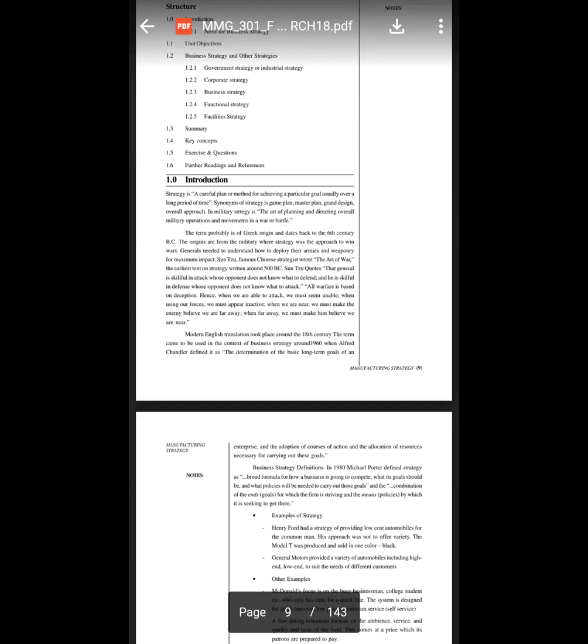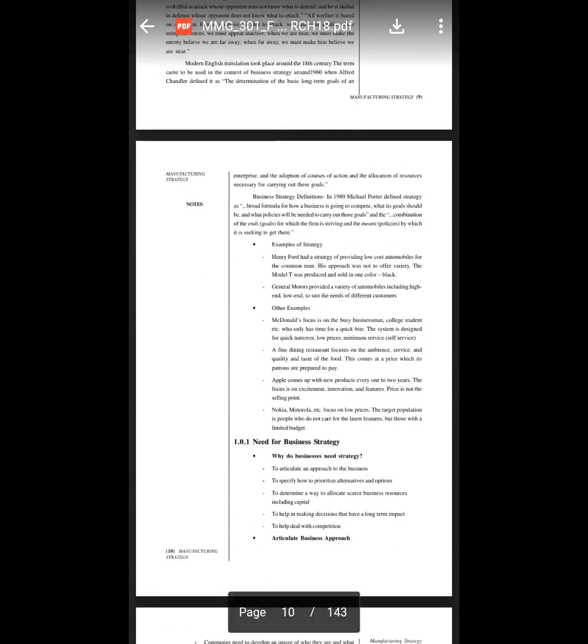In business, strategy was defined in 1980 by Michael Porter as a broad formula of how a business is going to compete, what its goals should be, and what policies will be needed to carry out those goals. Now, there is the strategy of providing low cost automobiles for the common man. There are a few examples of strategy which they have written in your book. They have also written about the strategy of McDonald's.